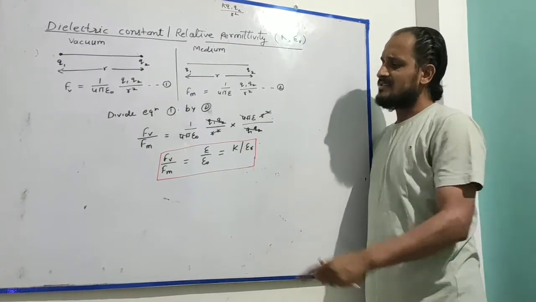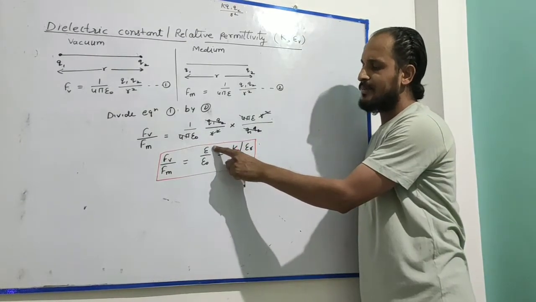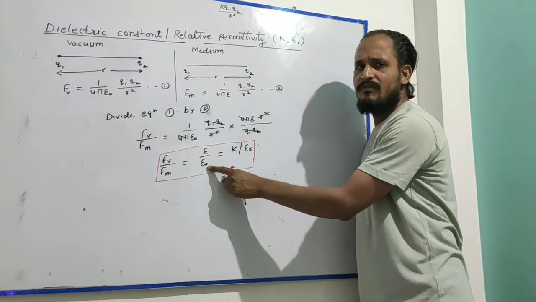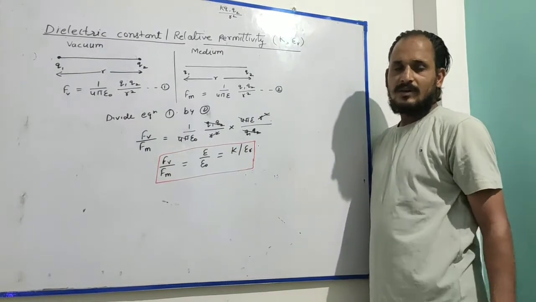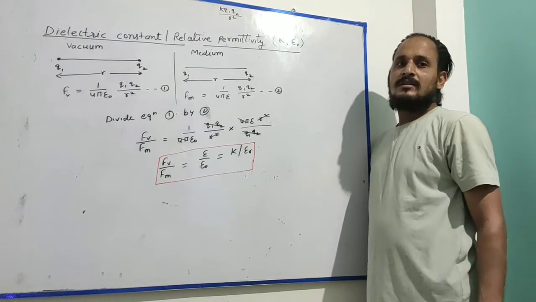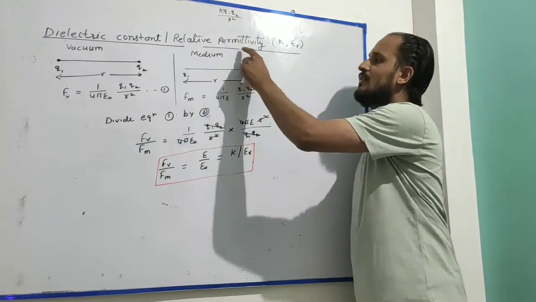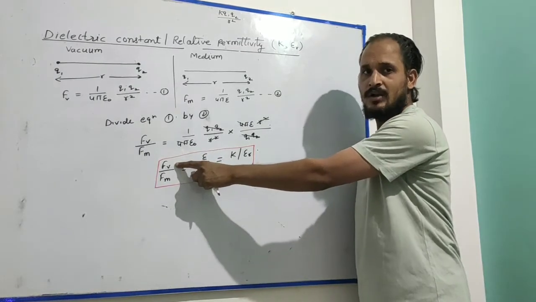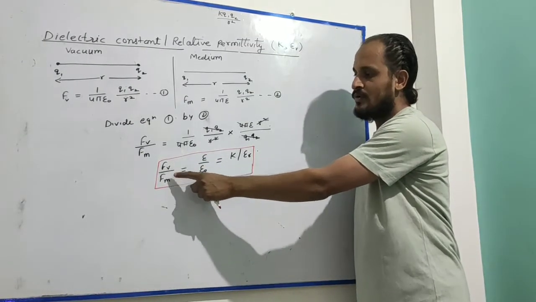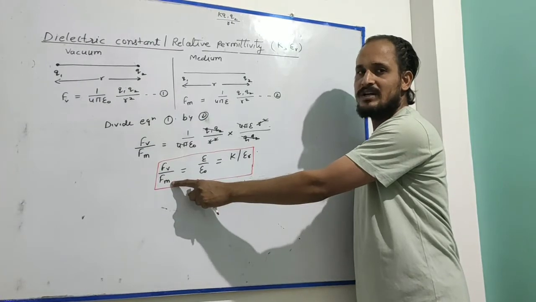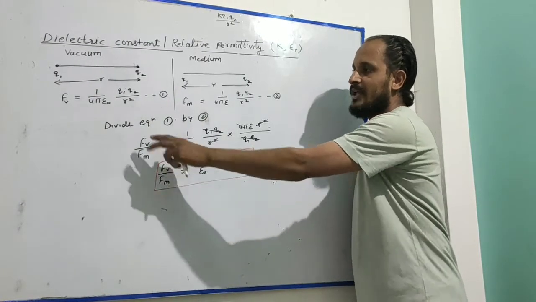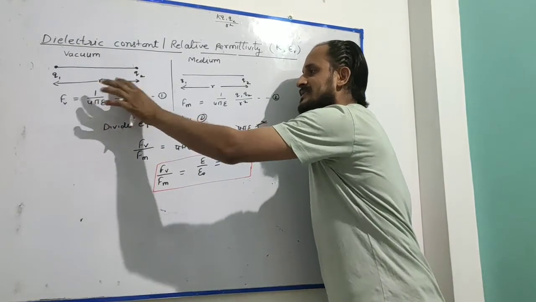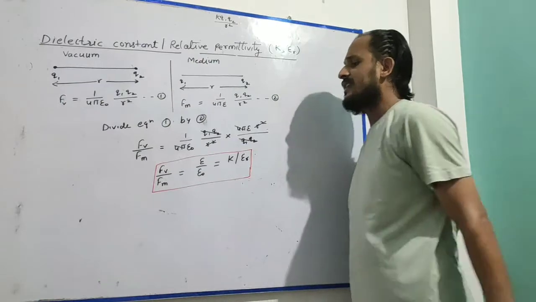Second definition, we can say it is the ratio of permittivity of medium to the permittivity of free space. Here, one more time I will repeat. The dielectric constant or relative permittivity is what? It is the ratio of force acting between two charges in vacuum to the force acting between two charges in medium, when both the charges are having the same magnitude and same distance in medium as well as in vacuum.